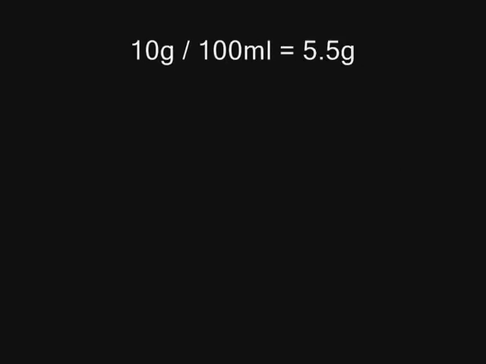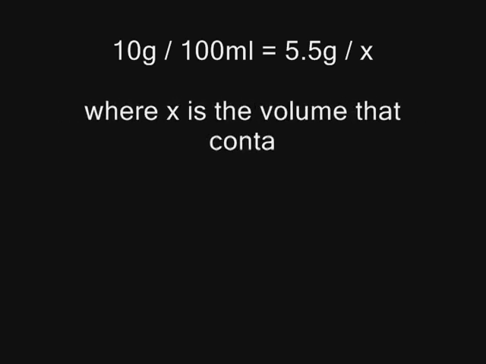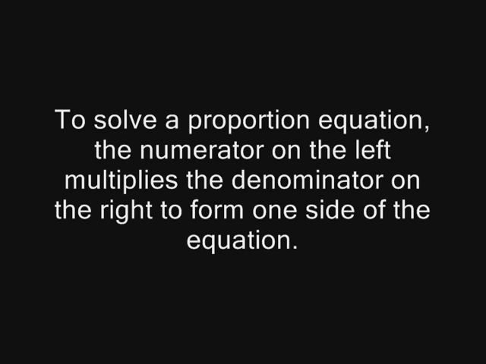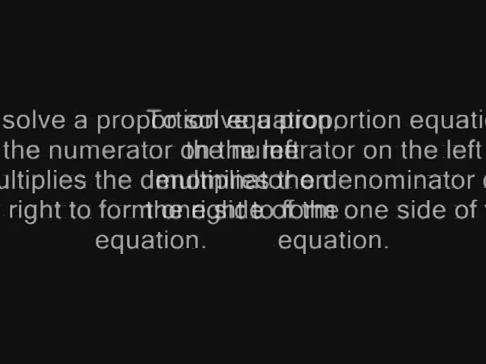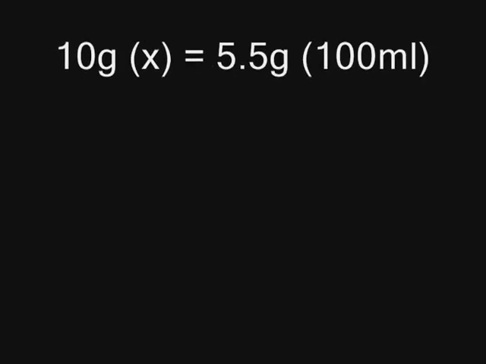To determine the exact volume needed, set up a proportion equation. 10 grams per 100 milliliters equals 5.5 grams over X, where X is the volume that contains the 5.5 gram dose. To solve a proportion equation, the numerator on the left multiplies the denominator on the right to form one side of the equation. Then the numerator on the right multiplies the denominator on the left to form the other side of the equation. 10 grams times X equals 5.5 grams times 100 milliliters.